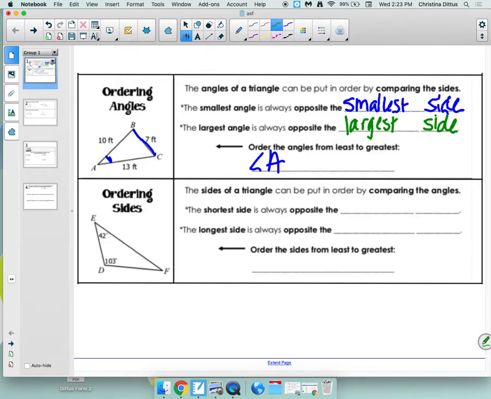Alright, we're going to do this like Goldilocks. So we go from small to big. What's the biggest number I have on there? 13. That side is AC. Opposite it, B. So that's my biggest. And in between, my medium, C.